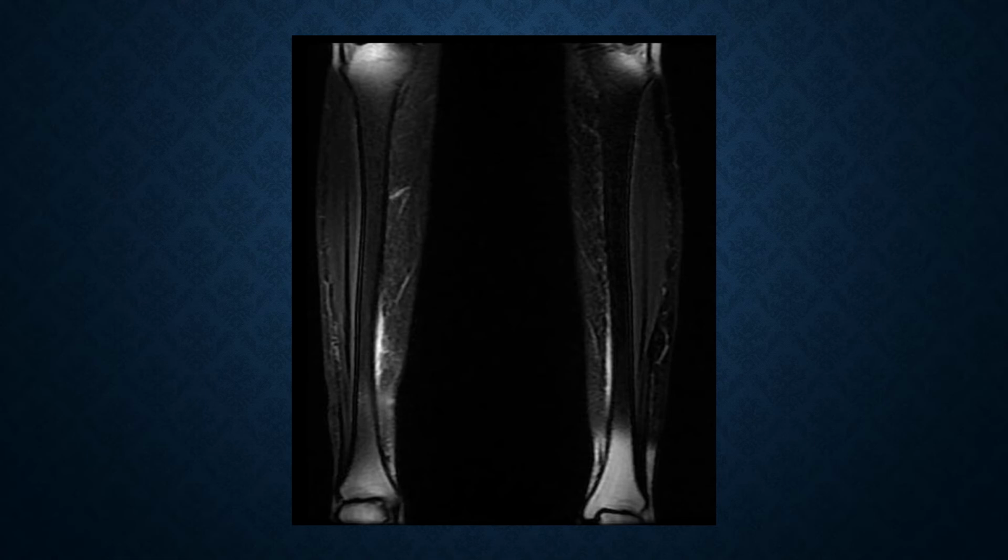Here's another coronal T2 tib-fib MRI. Again, what's nice about a T2 MRI is that any inflammation will light up nicely and white against the dark contrast of bones. Here we can see a vertical white streak along the distal to middle third of both tibiae, indicating periosteal edema.